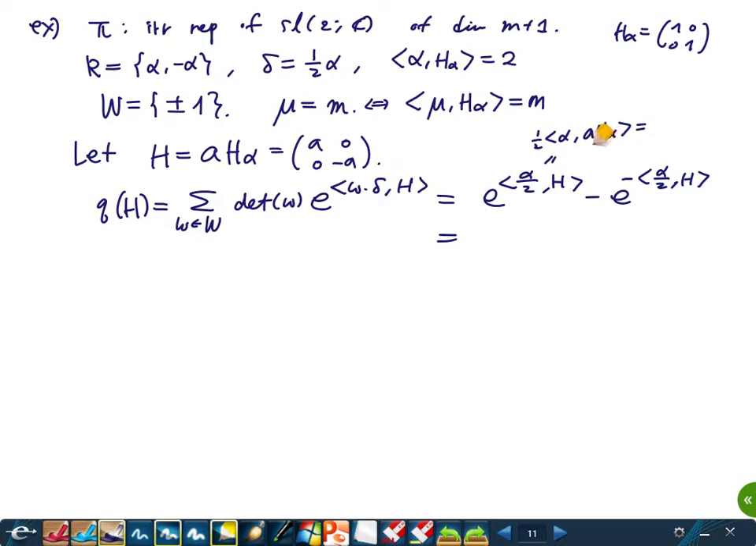So that's going to be what? A. Because a comma h alpha is 2. Okay? So this is e to the a, e to the minus a. Exactly the thing that we saw. Okay? And we already computed this. I will just use that. We know this.